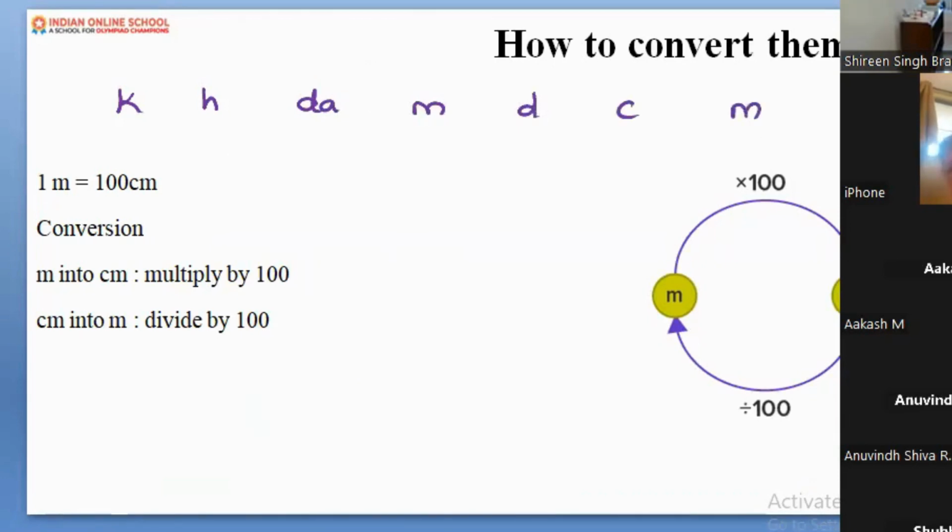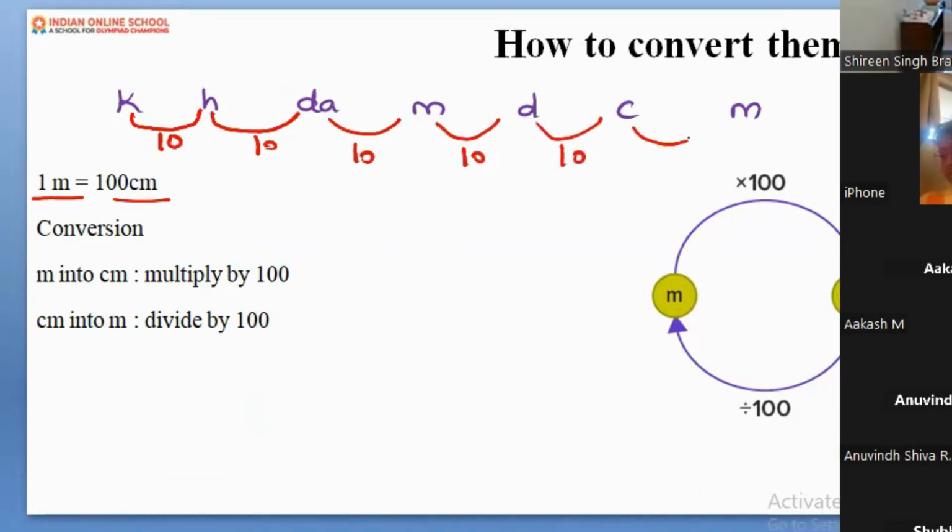Okay. So now in 1 meter, how many centimeters are there? So how are we going to count it? 100 centimeters, that we all know. But how can we solve it by using this table? As we all know, there is a difference of 10, like we have to do 10 times 10. So we will get the answer.